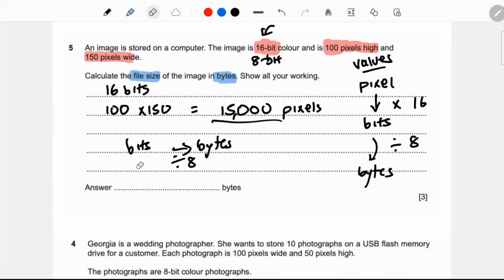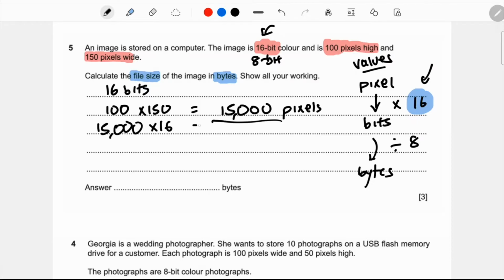Now this value, which I'm just going to highlight, will depend on the question. Right now it is 16-bit, so it's 16. If it was 8-bit, you would multiply by 8. So now I'm going to take these pixels, 15,000, and multiply it by 16. 15 times 16 is 240. I'm just going to save time by telling you that. And then you add 3 zeros. That will make it 240,000 bits. But we want the answer in bytes, so we will divide everything by 8. That shall give us 30,000 bytes. I'm hoping you understood that.